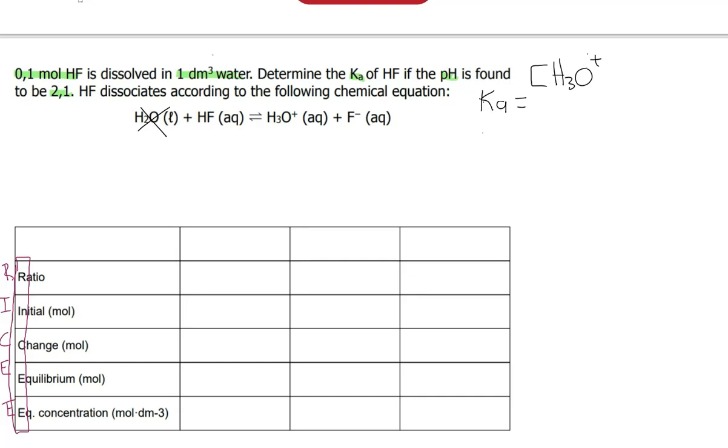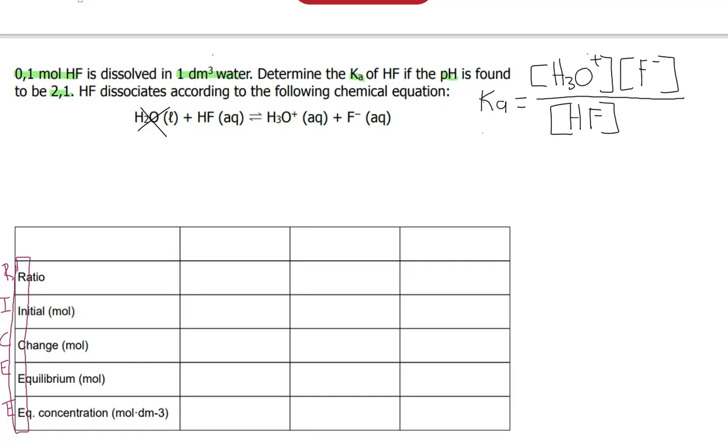H3O plus, to the power of the mole. In this case, we only have a 1 in front of it, so we don't have to write it. You can if you want to, but not necessary at all. And then it's going to be times the F minus, also the concentration. That's why we have the square brackets. And we're going to put that over the reactants. And importantly, we're ignoring the water because it is a liquid, and we are only including aq and gases within this Ka value. So we're going to say that over the HF concentration.